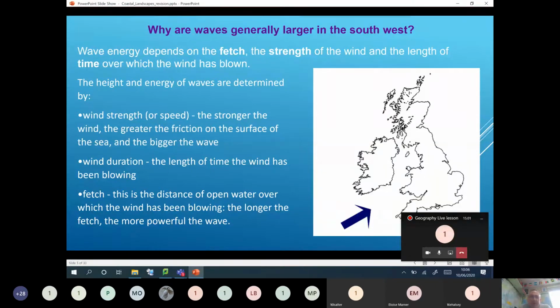As you can see, we've got that map on the slide showing the UK, and we can see the prevailing winds coming in from the southwest. That means the winds are blown all the way across the Atlantic Ocean, from South America, thousands of kilometers. So those waves are massive with huge amounts of energy when they get to the southwest, which causes a problem with erosion, but also creates some great waves for surfing. That's why it's so popular down there.